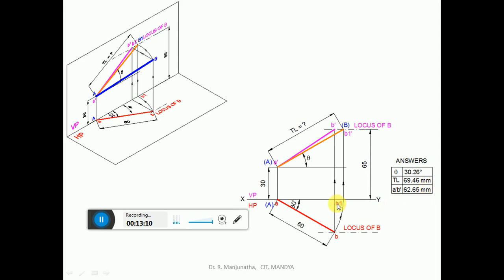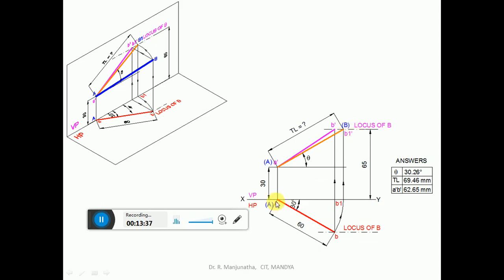Now we want to find out the true length in VP and also the inclination made by this with respect to HP. So with A as center, take the radius of AB and rotate it and make it parallel to VP, because A is in VP, B1 is also on VP. This line is parallel to VP. From B1 you draw a vertical projector so that it cuts the locus of B in the front view. So that point becomes B1 dash.